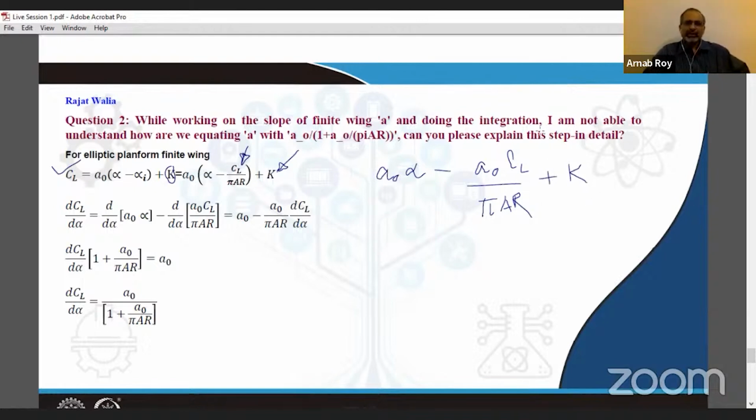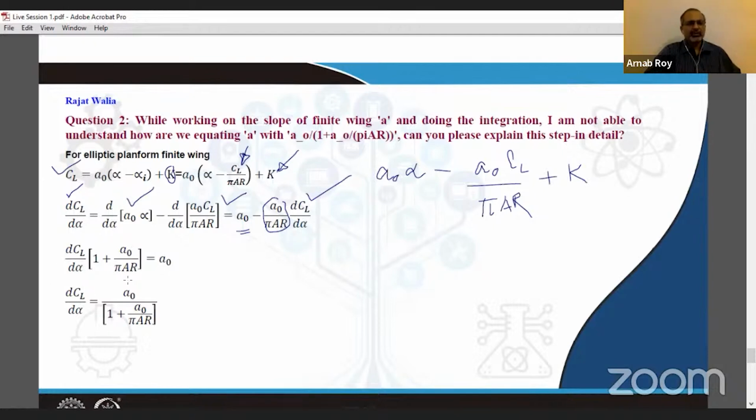So now if you take the d alpha of these terms, what are you left with? You are going to get this. And then once you take this derivative, you will get a naught. And then within this expression, basically a naught by pi AR, this part is constant. So it just comes out as a coefficient. You are left with dCL/d alpha. Now you have a dCL/d alpha here as well as here.